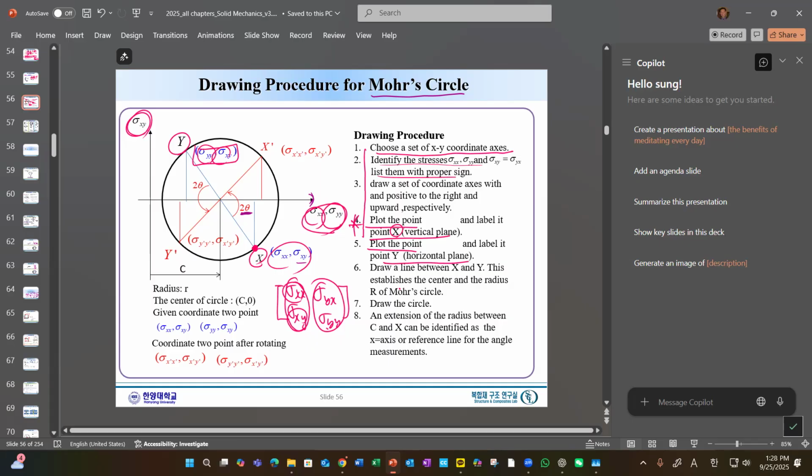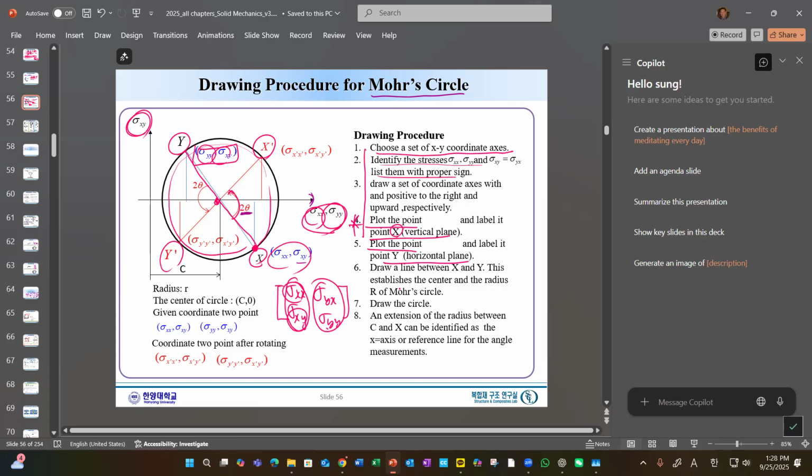And then simply draw a line connecting these 2 points. And then I'm sure that there will be a cross point here. This is the center of the circle, with a radius. And all you need to do is just draw the circle with this radius. So any rotation now is with 2 theta, not just a theta, 2 theta, and this will be X prime, and this will be the Y prime. So actually, that's it.